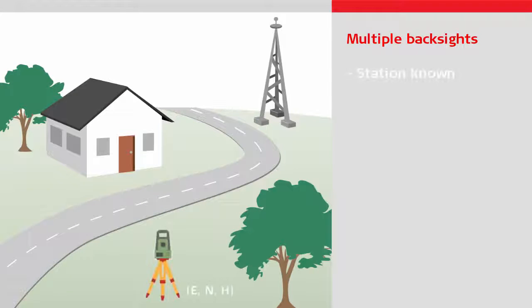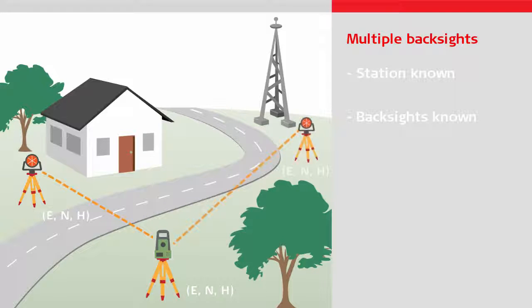In summary, the multiple backsights method is the method to use when you know the point over which you will position the total station and you have one or more target points to which you know the coordinates. Based on these measurements, the orientation and, if desired, the height of the total station can be computed.